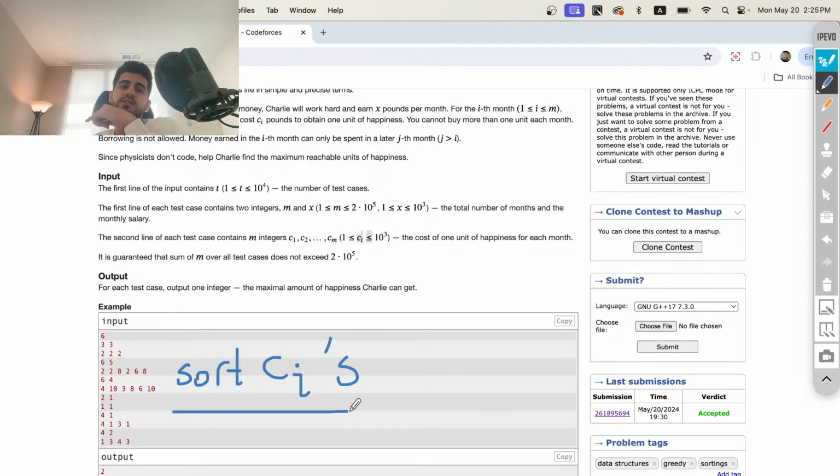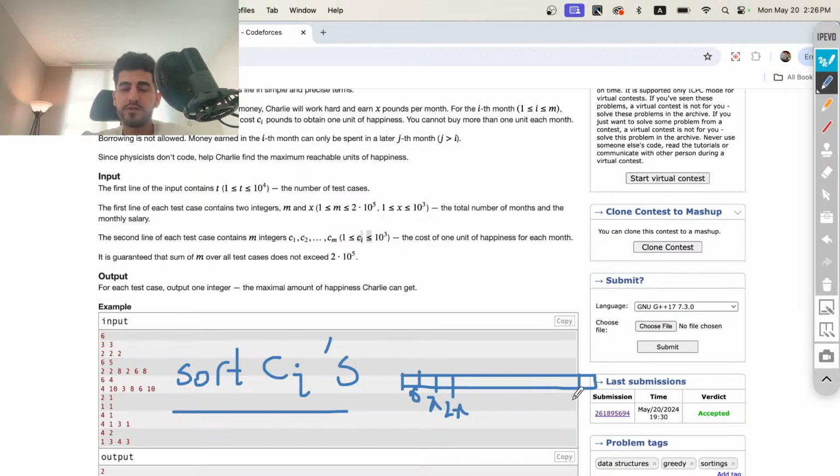I will sort C of i's and start from the beginning each time. If I can pick one, I will pick it. If I have enough money in that moment and in the following months, then I will pick that one. Otherwise, I won't pick that one. So my condition is that initially I save the money that I can have at each month. The first month is 0. The second month is X. The third month is 2X. For example, month number M is M minus 1 times X.